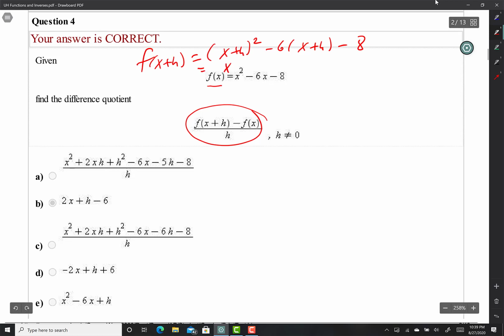So let's see what that is. x times x is x squared. x times h is xh. You're going to have two of those, so 2xh.